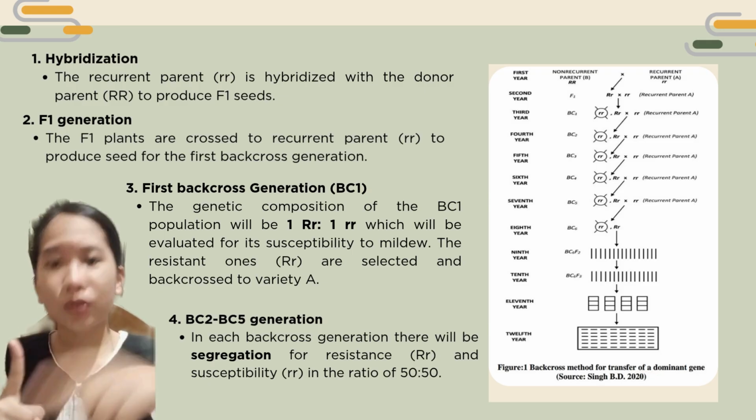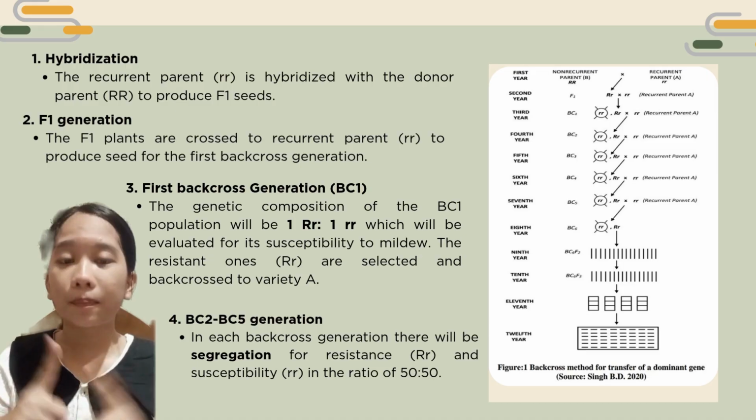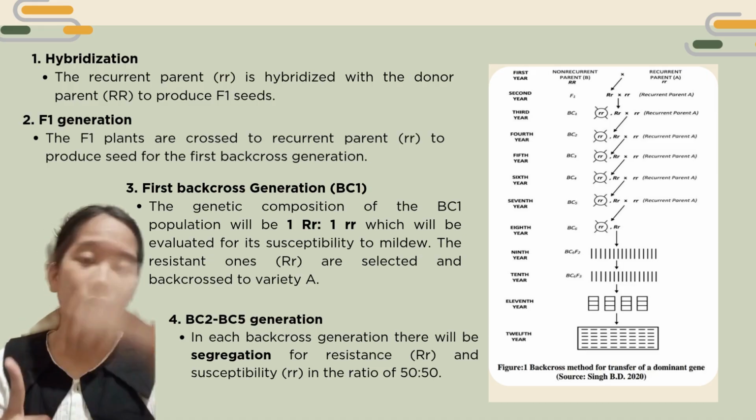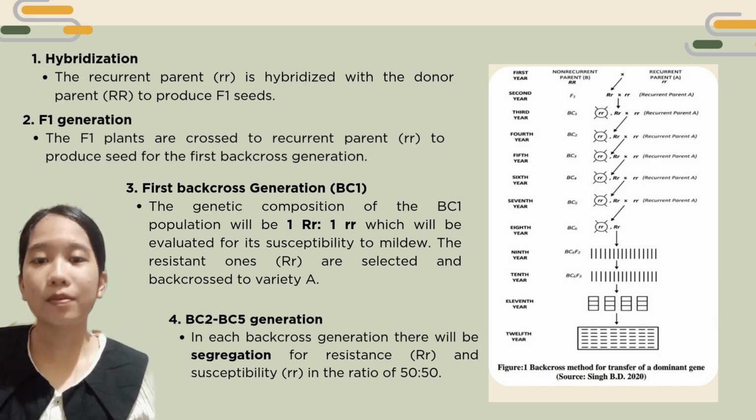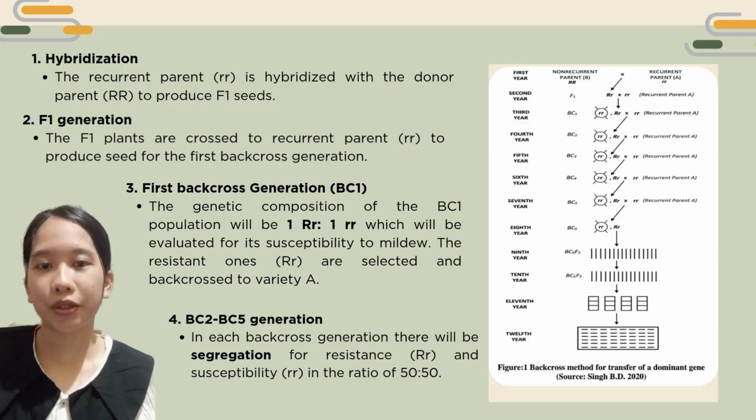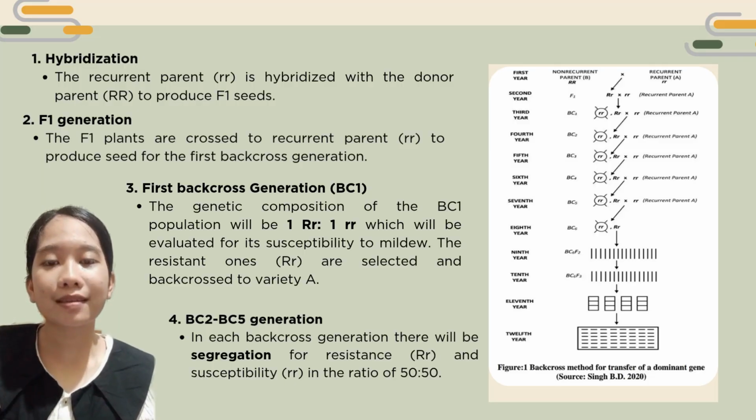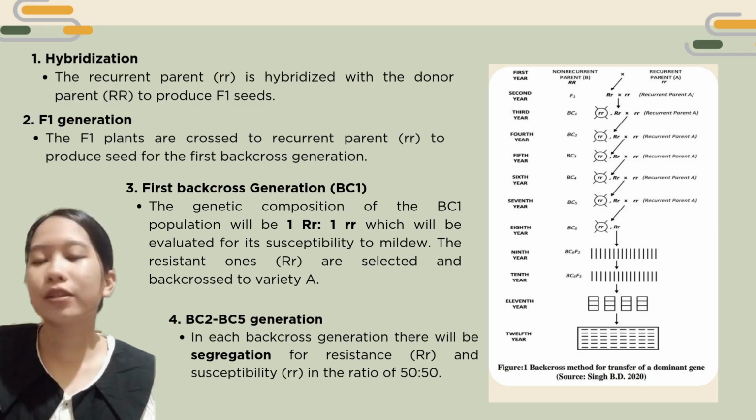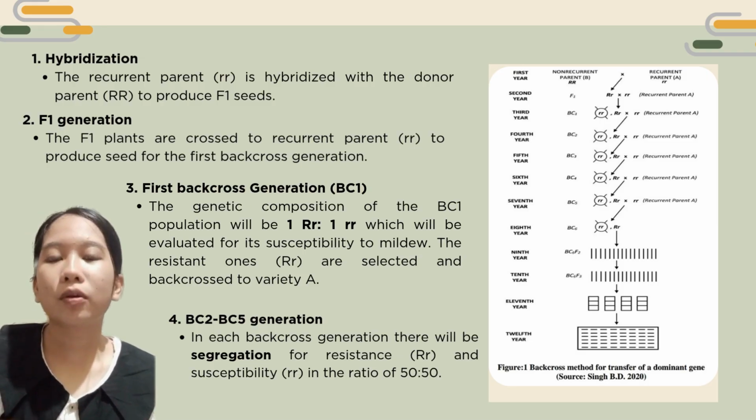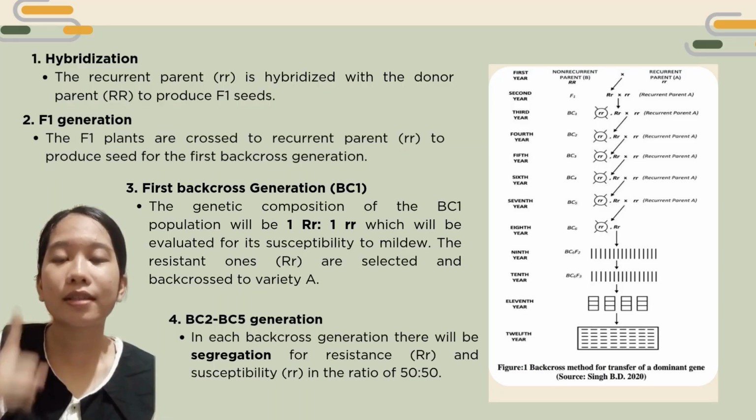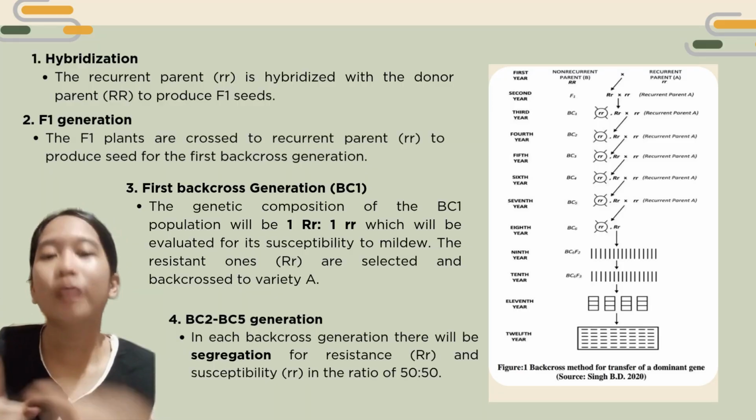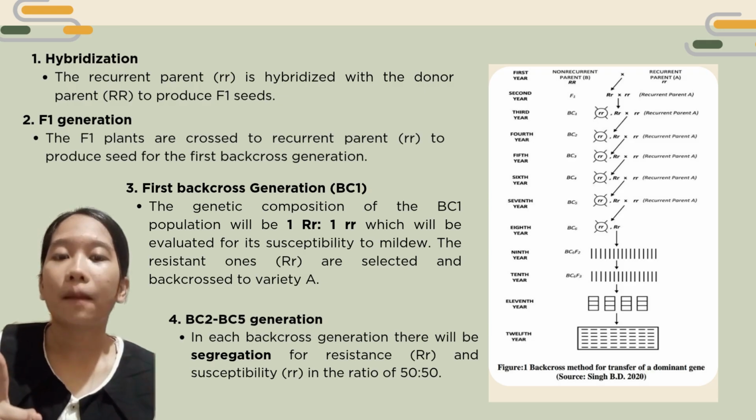The resistant ones, the heterozygous, i-cross na po siya again to the recurrent parent para makontinue ang process. Number 4, the BC2 to BC5 generations. Same rang gyapon nga process ang gina-repeat diri for several generations. Each time only the resistant plants are crossed. Nga generation, ang resistant plants lang ang ginapili and i-cross na pod siya sa recurrent parent.